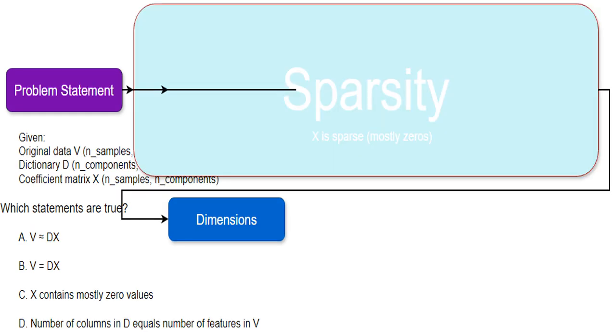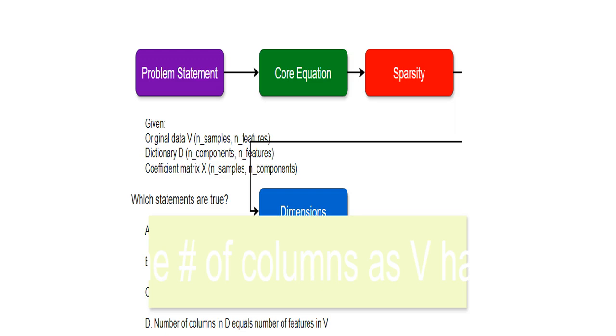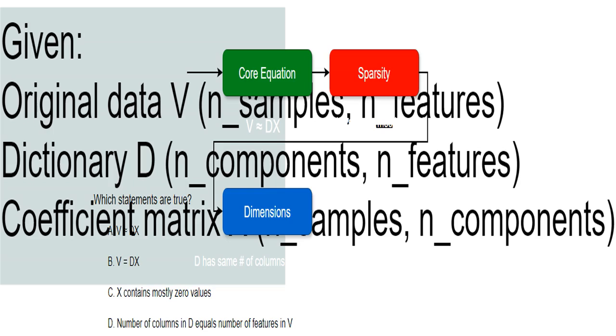This reiterates the point about X's sparsity. Most of its entries are 0. A crucial aspect of dictionary learning's efficiency and interpretability. The number of columns in D is the same as the number of features in V. This means that the dictionary is built from the same number of characteristics as are in the original data. This line simply introduces the notation used for representing data, which has n_samples rows and n_features columns. I won't need to do any calculations. I'll focus on the conceptual relationships.